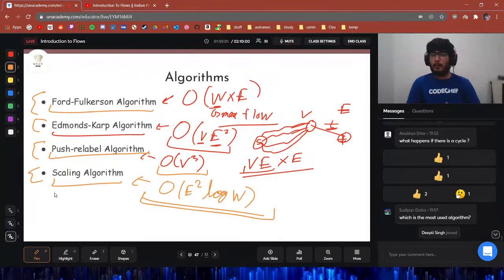So let us talk about the scaling algorithm. Because there is not much time to explain the implementation, I'm going to give an overview of the implementation in my code editor, and I'm also going to be sharing the implementations on the Discord channel. I'm going to be sharing the Discord server link in a while.